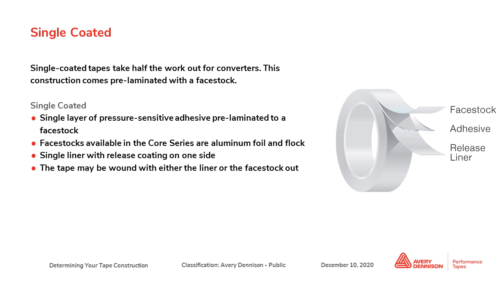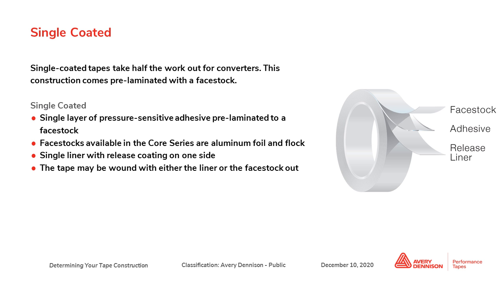Okay, and the final construction we have to discuss today with you in the core series is the single-coated construction. This is going to be different than the double-sided tapes because this tape is taking out half of the work that converters do. This construction will be pre-laminated with a Facestock. It's very much like a double-coated tape in that there is a material where the adhesive is permanently anchored. Instead of a carrier, we're going to call it a Facestock.